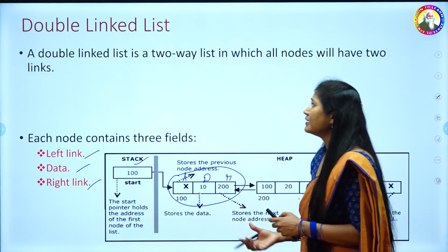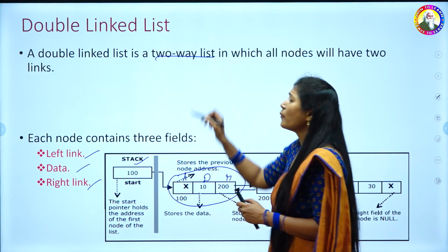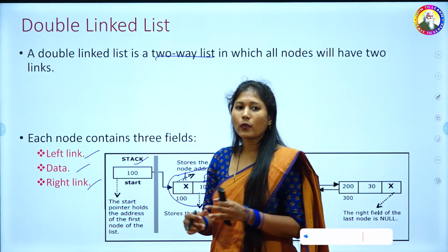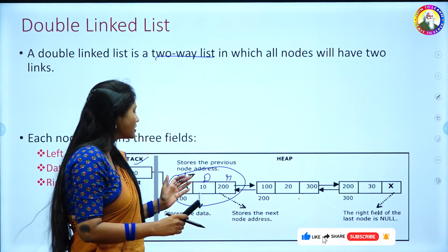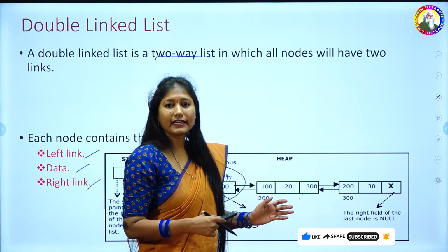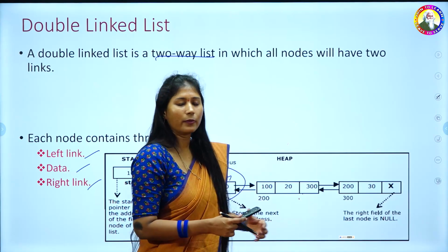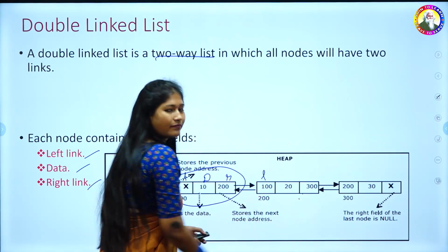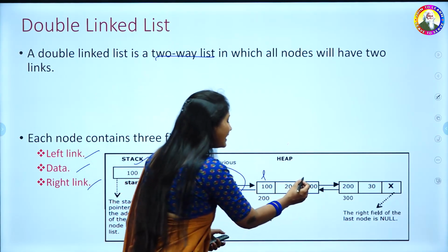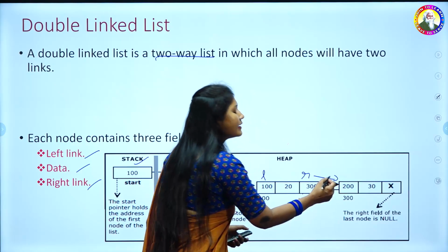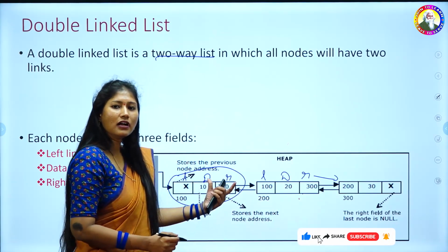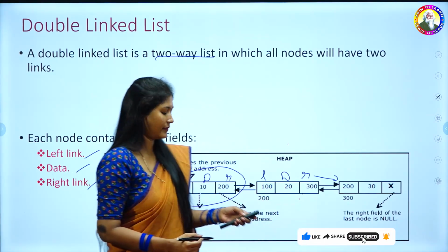And this double linked list is a 2-way list. Why do we say that it is a 2-way list? In a single linked list, once I move forward, like from the first element to the second element, I cannot come back. Whereas in a double linked list, I can move backward because of this left link. This left link is going to point to the previous one and the right link is going to point to the next address. And in the data, you can store the data. This is a double linked list node.